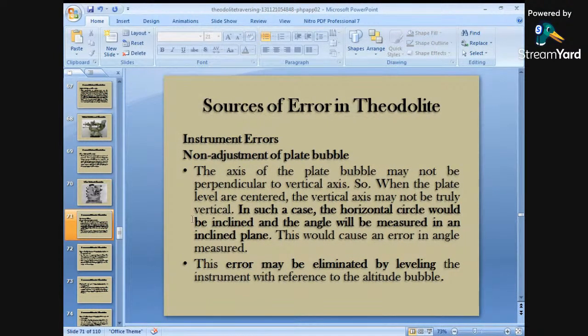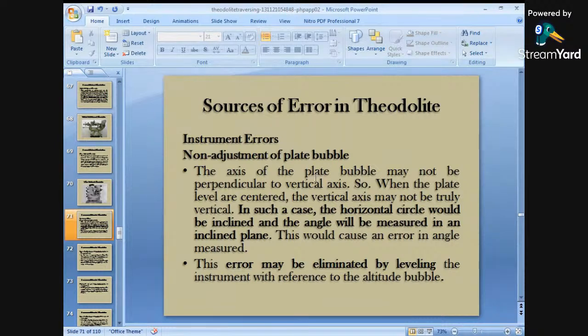Now, what are the errors which can occur while performing your theodolite survey? There may be some instrumental error. There might be non-adjustment of the plate bubble. While performing the theodolite survey, the plate bubble is not coming to the center. That will cause some error to your reading. This error may be eliminated by leveling.